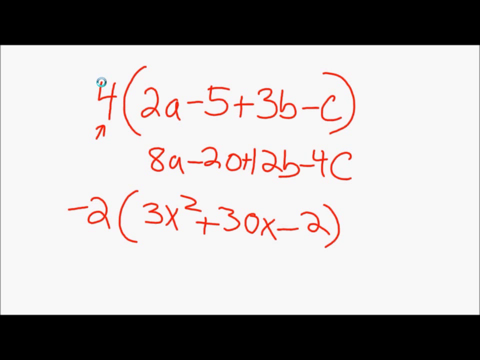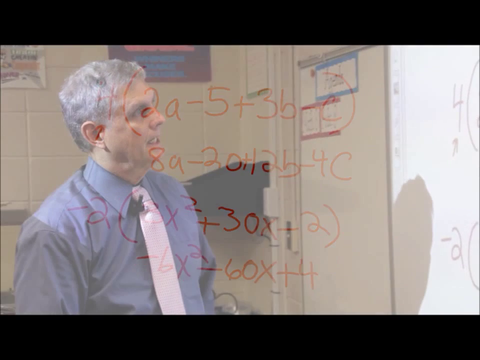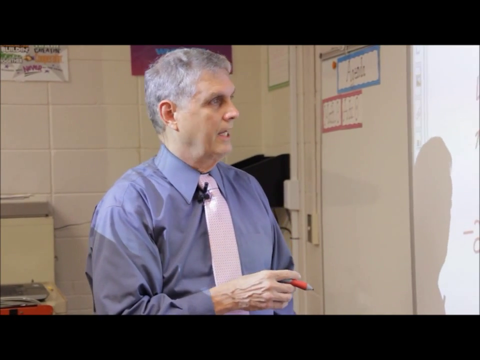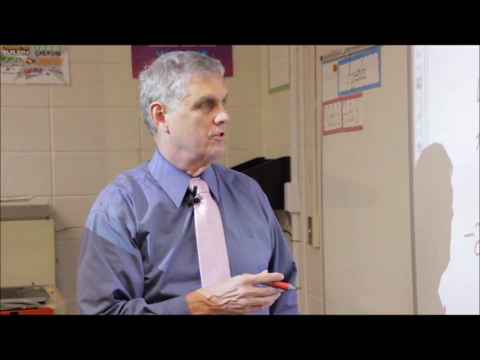So this would be a minus 2 times a plus 3, which would be a minus 6x squared. Minus 2 times a plus 30 would give a minus 60x. And then a minus 2 times a minus 2, like signs, is going to give us a plus 4. And if you remember those two things when you're using the distribution law, you should have no problem.